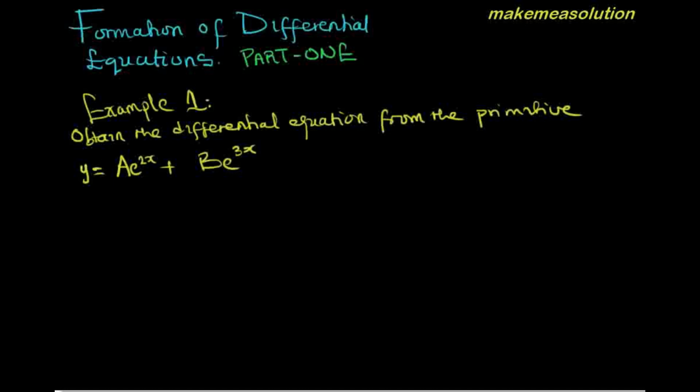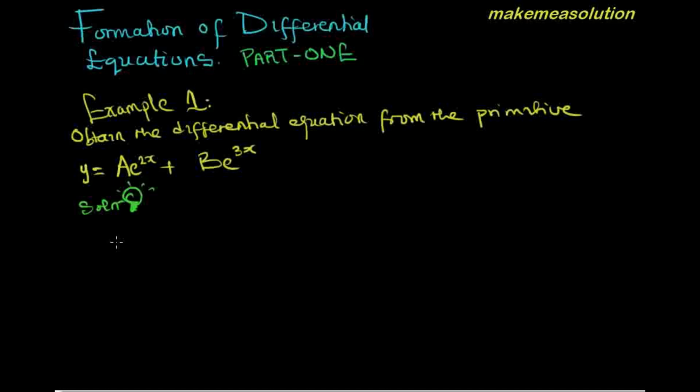So the objective is to obtain the differential equation from the primitive form y is equal to a exponential 2x plus b exponential 3x. So how do you solve something like this? So let's find out together. For this particular example, I'm going to show you 3 ways of obtaining the differential equation, still built on the concepts I introduced earlier.